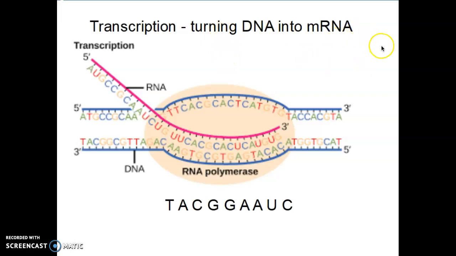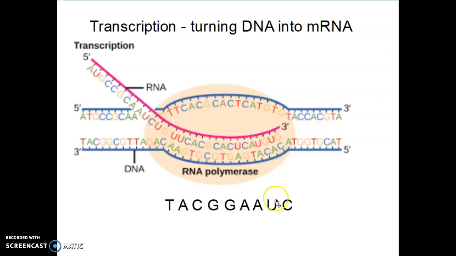This is turning DNA into RNA. Honestly, all you have to remember is the correct term, transcription, and think about what those word parts mean. Trans means to change, and scription means to write. So we're going to change the writing. All you have to memorize for this that is different is that A pairs with U.